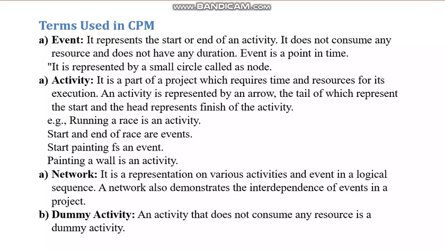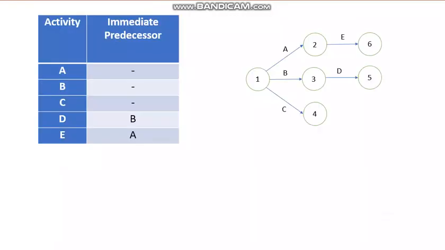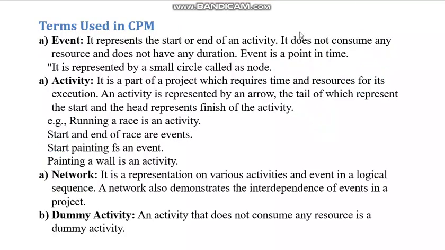I will show you one slide in which you can see this. See here, 1 is an event, 2 is an event, and this arrow represents an activity. This one is start the foundation, two is finish the foundation, and A is digging the foundation. This can be some other activity, this can be some other activity. Now you understood what an event is.